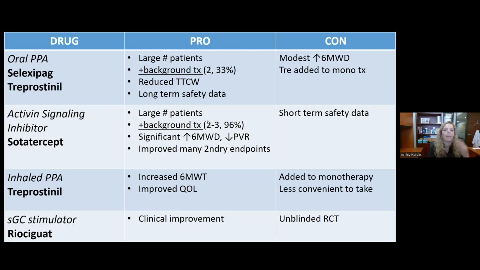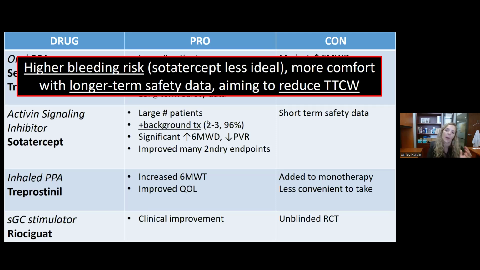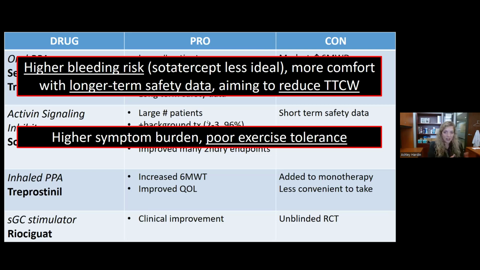So bringing this home, what patient might I choose to use each of these in? Well, I would use maybe oral selexipag or treprostinil in patients who have a higher bleeding risk. So maybe Sotatercept is less ideal. If we feel like we need more comfort with longer term safety data, or patients are uncomfortable taking something like Sotatercept for that reason, and we're aiming to reduce time to clinical worsening for that patient, I might consider Sotatercept much earlier on, especially based on the data that's coming out, but in patients who have a higher symptom burden or poor exercise tolerance, because they did much better with Sotatercept. They walked further, they felt better than on the oral prostacyclin drugs that we have.